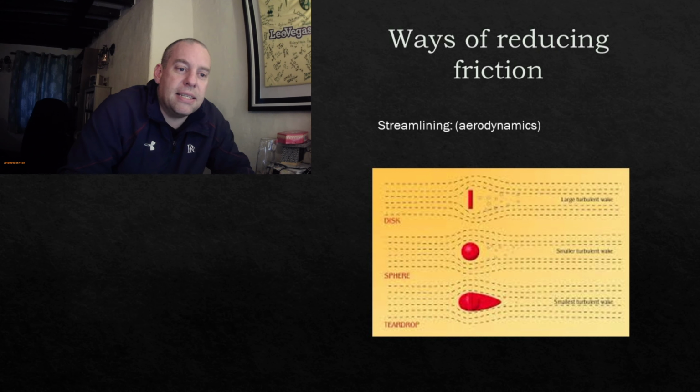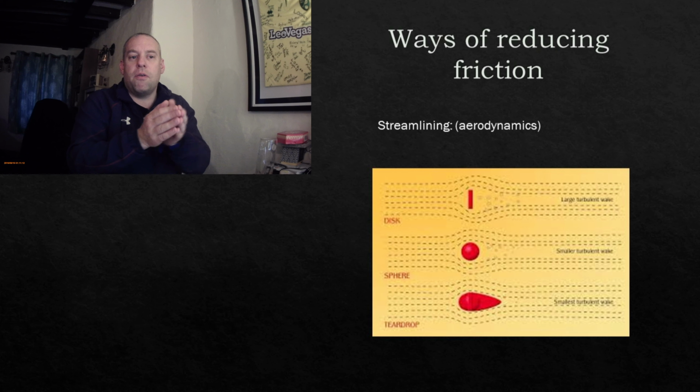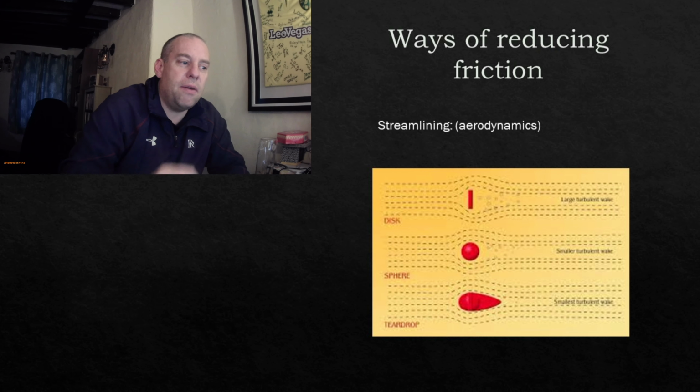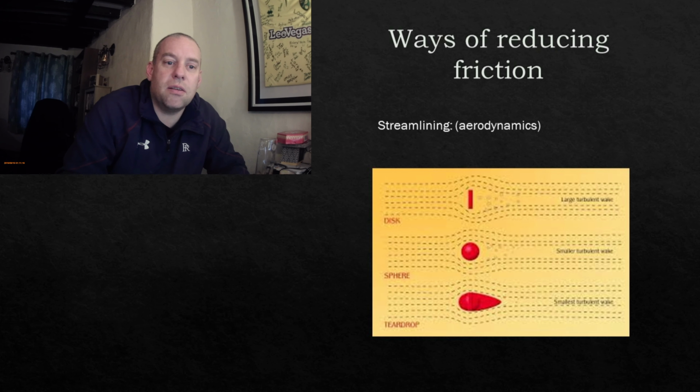So the second thing we can do, particularly for air resistance or water resistance, is improve the aerodynamics, the streamlining, making sure the object is as smooth as possible and as rounded as possible so that the air can pass directly over it rather than hitting it head on. So here is an example of different objects and how the air can go around them.